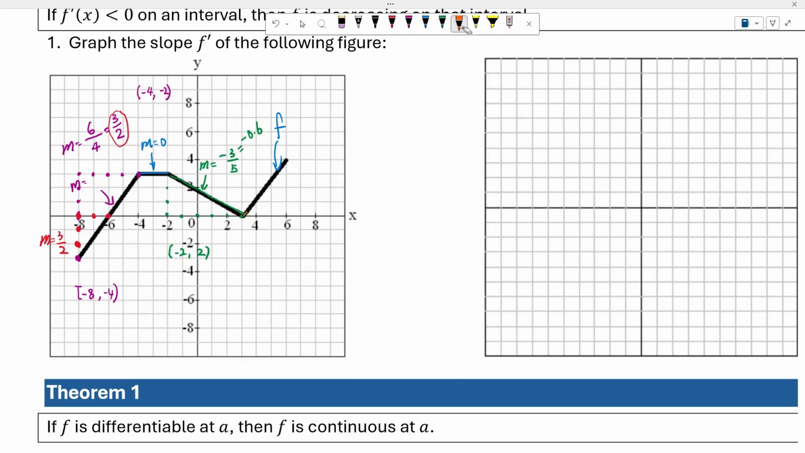And now the last interval is between 3 and 6. Okay. So the slope is equal to up by 1, 2, 3, 4, over 2, 3. Okay.